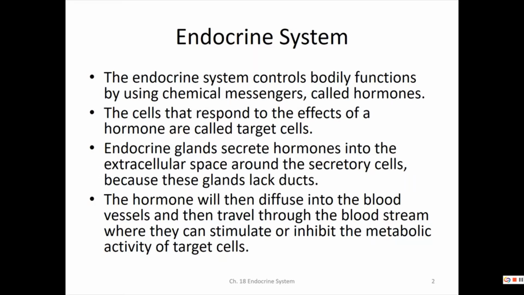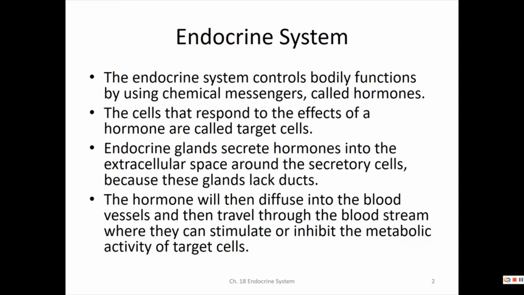So why does it do this? Because endocrine glands do not have ducts. And that is very important. We can see the distinction here is that endocrine does not have ducts. We saw in lecture that exocrine has ducts.